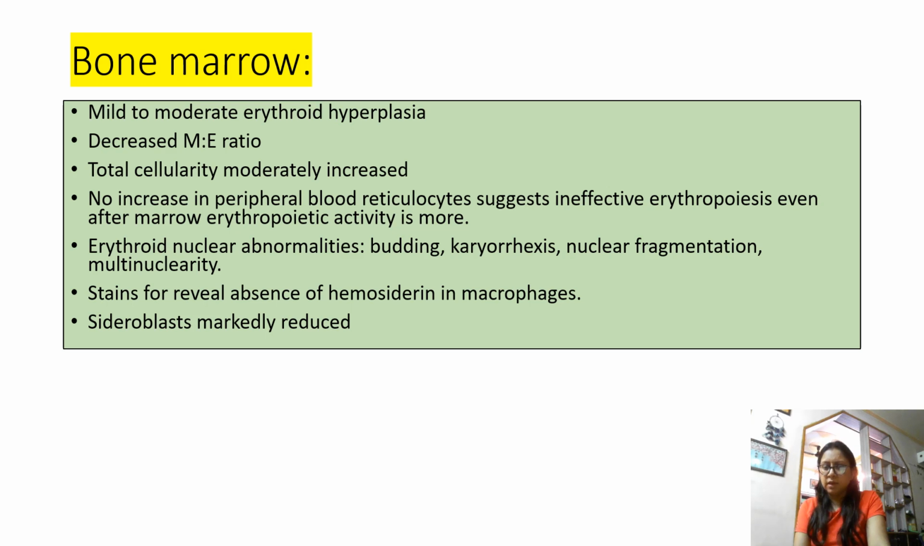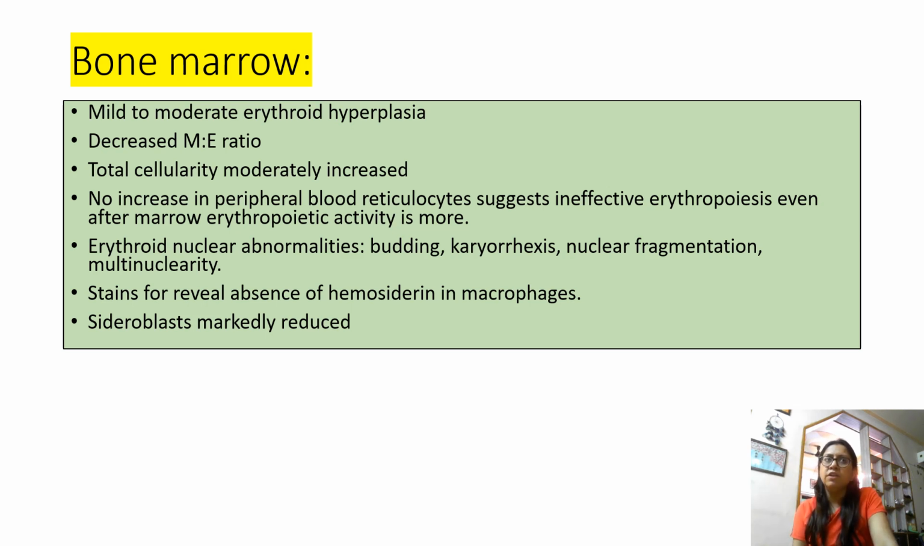Marrow में हम दो चीज देखते हैं, myeloid and erythroid components. So there is decreased ME ratio, means erythroid अगर hyperplasia हो रही है तो myeloid का percentage obviously कम हो जाएगा, so ME ratio will be decreased. And see, peripheral blood reticulocytes नहीं बढ़ रहे, even though we are saying here कि erythroid hyperplasia हो रही है. Reticulocytes को आना चाहिए ना peripheral smear में, but that is ineffective erythropoiesis which is going on. So there is no increase in peripheral blood reticulocytes.